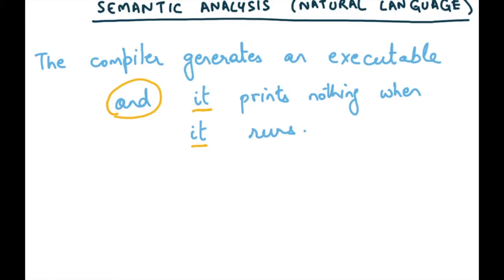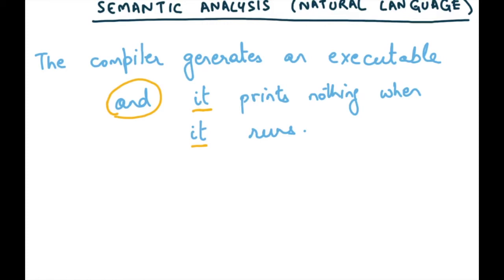So for example, here we say, "it prints nothing when it runs." What is "it"? Is it the compiler or is it the executable? Also, there are two "it"s. Are the two "it"s referring to the same entity? Maybe both of them are referring to the compiler, or are they referring to different entities? For example, the first "it" is referring to the executable, and maybe the second "it" is referring to the compiler.